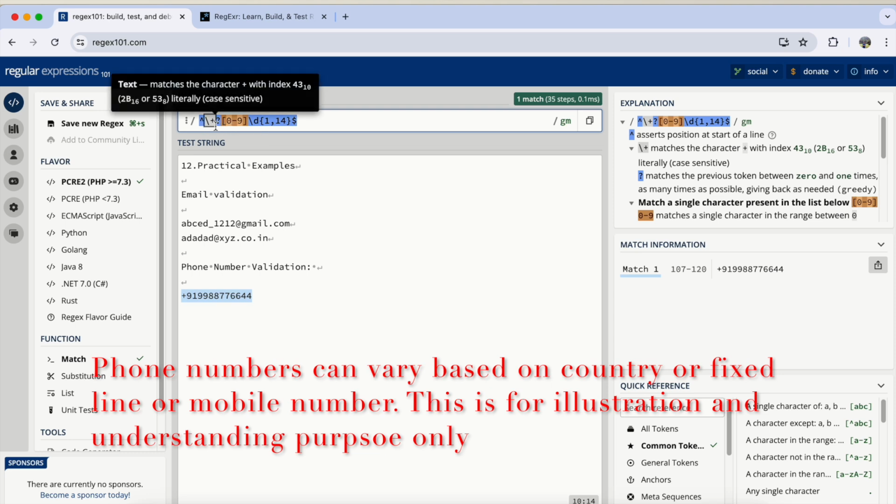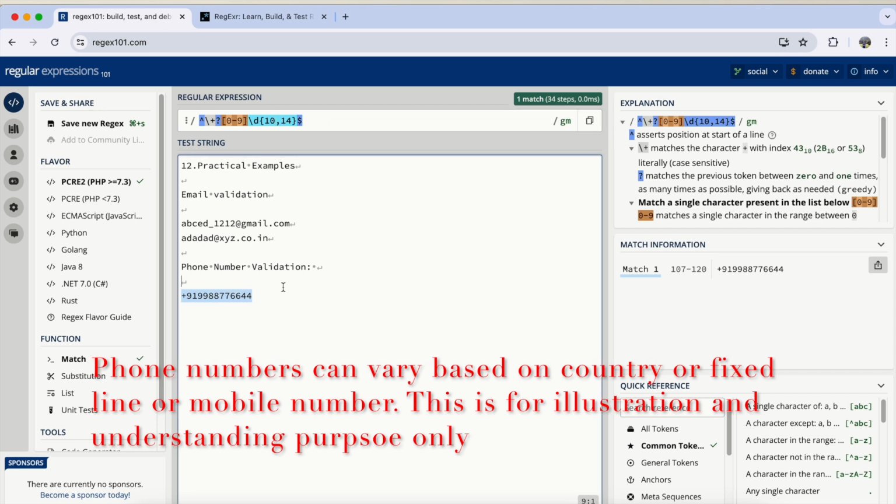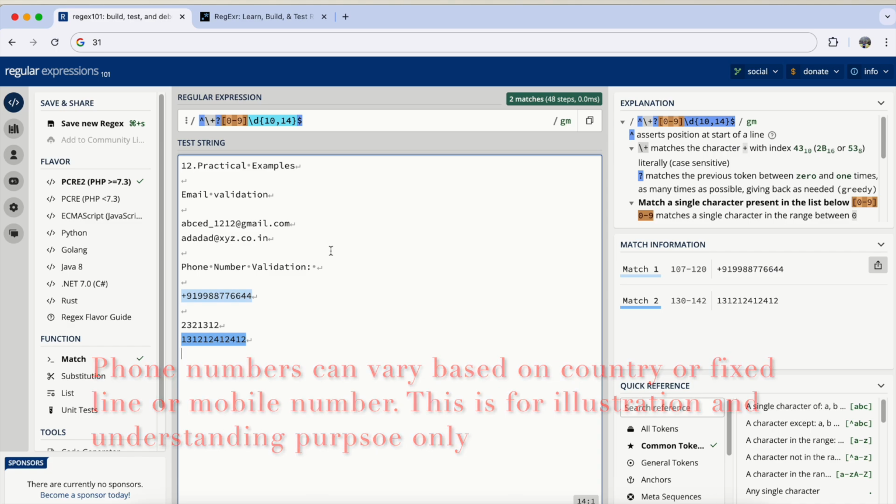So the plus at the start is optional, either 0 or 1, and then numbers 0 to 9. The length should be between 1 to 14. Let us say I will say minimum 10 digits should be there, 10 to 14 digit number, right? It should match. So if I type 1 2 3 4, it is not matching, right? If I type a 10 digit number, it is matching, right? So this is how you match the phone number using a regular expression.